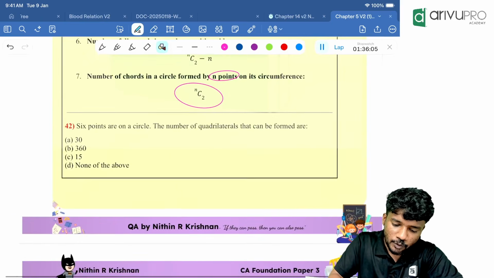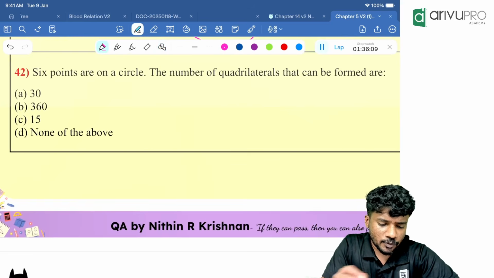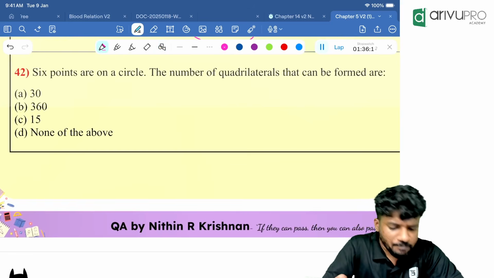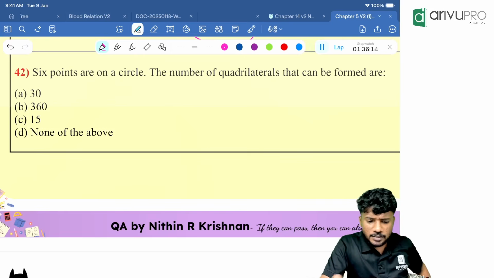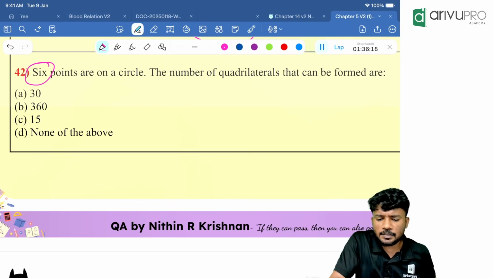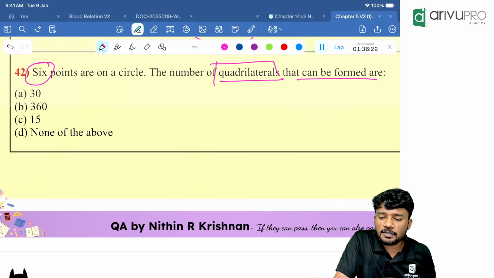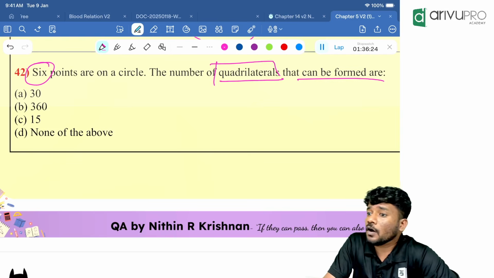Now, one random question I want to ask you. Have a look at this question. Try to solve it for me, people. 6 points are there on a circle. Okay, how many points are there in total? 6 points are there in a circle. The number of quadrilaterals formed is the question.